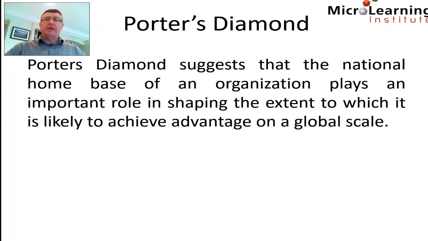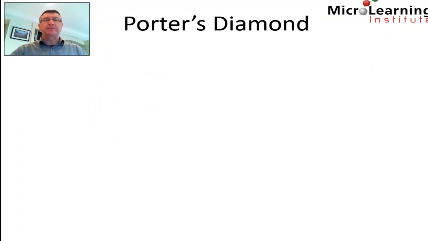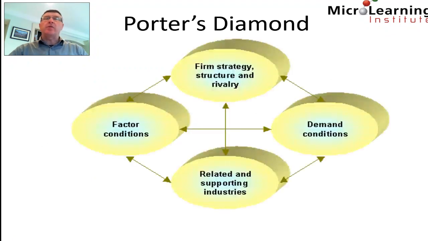Porter's Diamond suggests that the national home base of an organisation plays an important role in shaping the extent to which it is likely to achieve advantage on a global scale. Visually, Porter's Diamond is presented like this, with a number of different considerations that interact to provide the basis for our analysis of national competitive advantage.